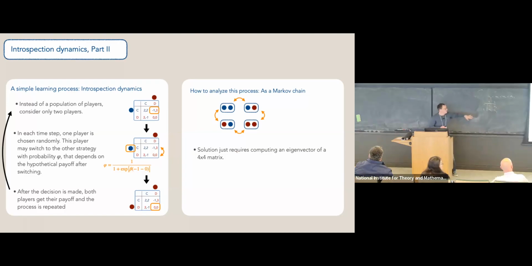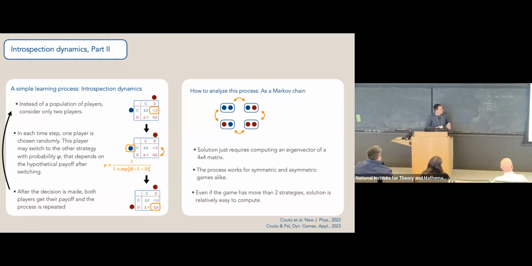If I want to know what evolution does in the long run, like the long-run probability that I observe each of these 4 states, I just need to compute a left eigenvector of this matrix. Also, what is nice about this process, but I won't need it here, is that it works for symmetric and asymmetric games alike. Throughout the talk, I will only work with these 2x2 matrices, but you can do the same thing with arbitrarily many actions. So this is the learning process that I will focus on.